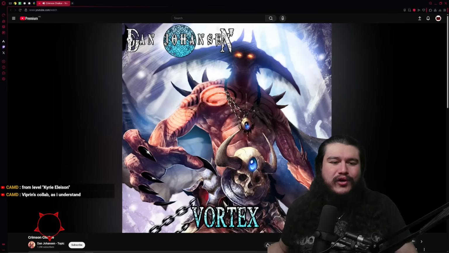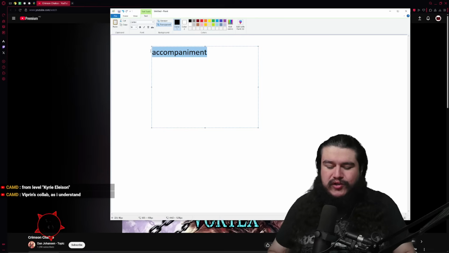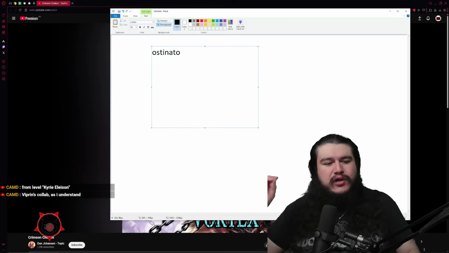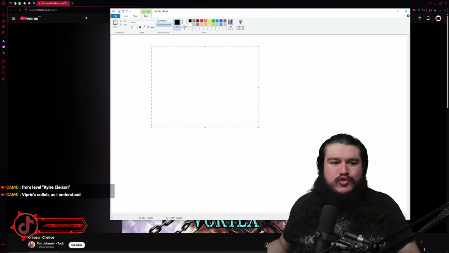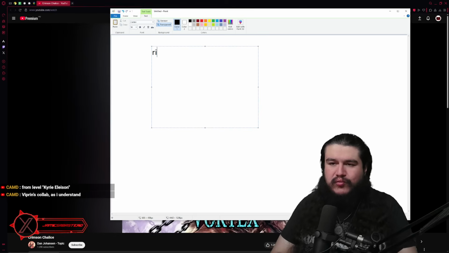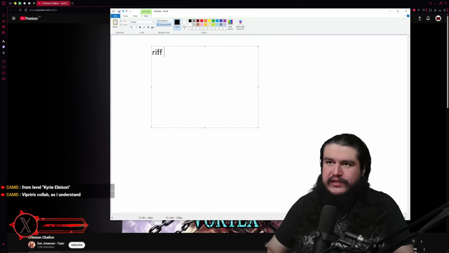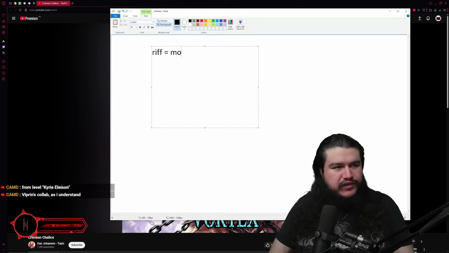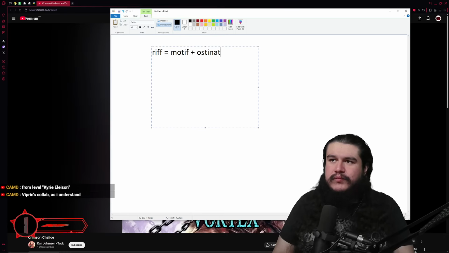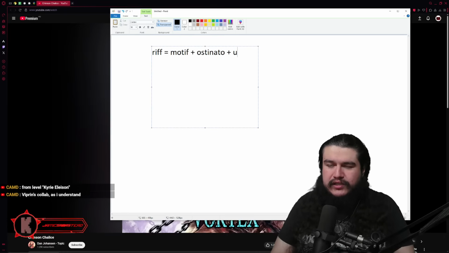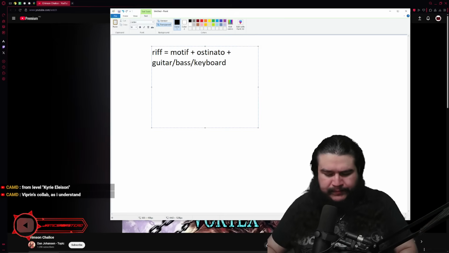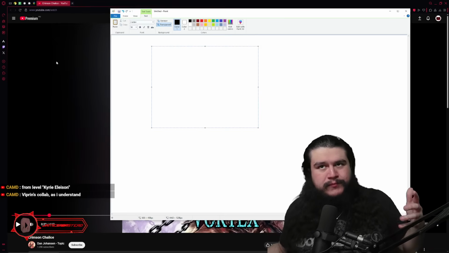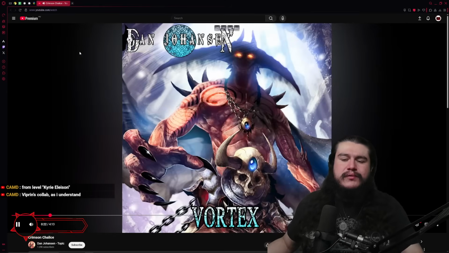Ooh, while the organ, while the motif is still going on in what is called an ostinato. The ostinato is when you do something over and over and over again, and right now that's what we're getting with the initial motif. The initial motif has now turned into a riff. A riff is a motif that is put through an ostinato that is then played on a guitar or a bass or a keyboard. In this case, a keyboard playing a organ sample. Let's see where it goes.